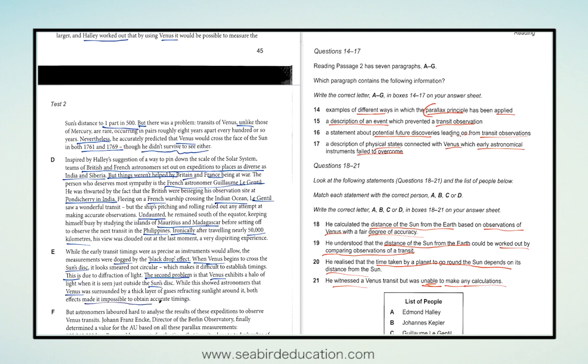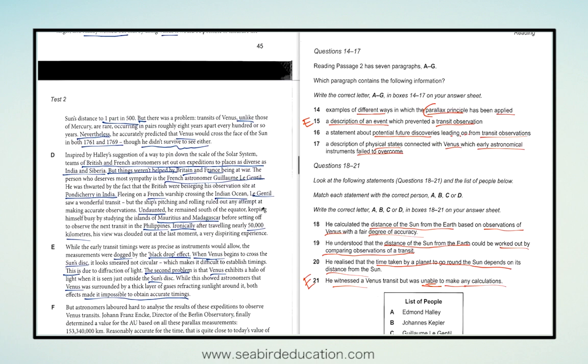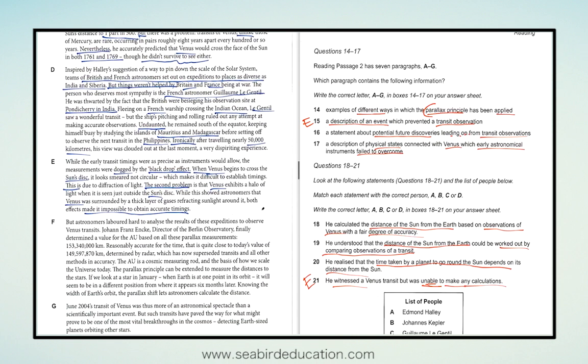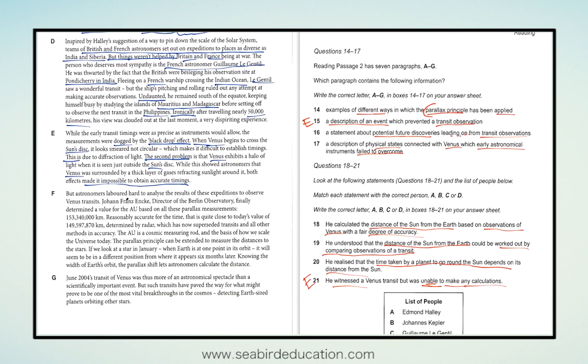Made it impossible to obtain accurate readings. Okay, that's related somewhere to, it might be number 21, somewhere in E. There's also another one which prevented transit observation, maybe E as well here. Both, but that's a little bit hard to analyze the results to observe.